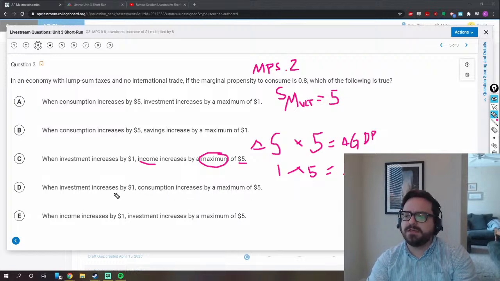These last two, this one has the same problem as this one does, although the math works a little bit better. Income increases by 1, investment increases by 5. That would have flipped the spots in the formula.